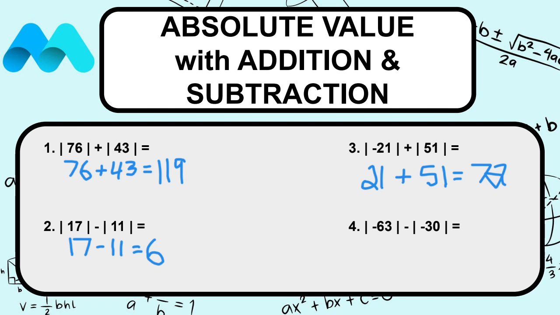Okay? So we have the absolute value of negative 63 is 63. And we're going to bring down that subtraction sign. And the absolute value of negative 30 is 30. All right, so then you just do your subtraction. 63 minus 30 is 33. All right, and that is all I have for you in this video with absolute value with addition and subtraction.